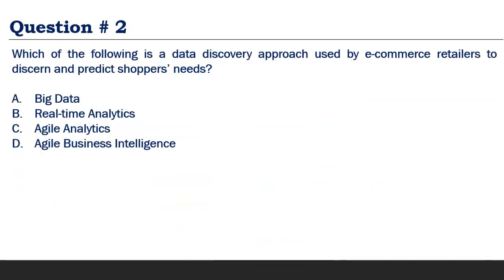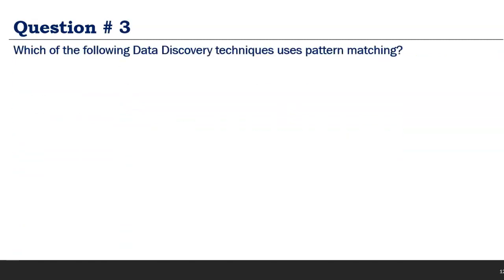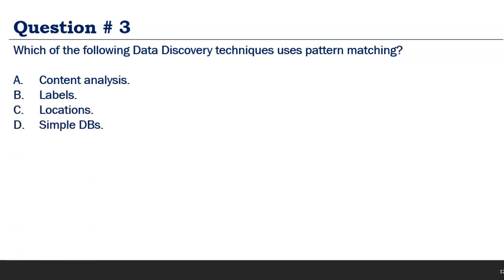The second one: which of the following is a data discovery approach used by e-commerce retailers to discern and predict shoppers' needs? We have seen that in real time you can do analysis and suggest other options. It is quite popular in e-commerce companies, where you select a particular item, and the associated items are offered at the same time by the e-commerce companies by doing real-time analytics. Which of the following data discovery techniques use pattern matching? We have seen that there are two pattern matching techniques, Luhn Check and Lexical. Those are part of content analysis.